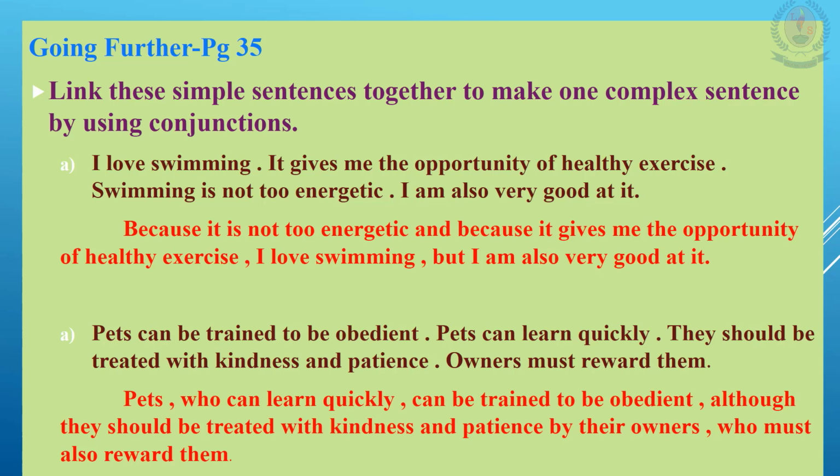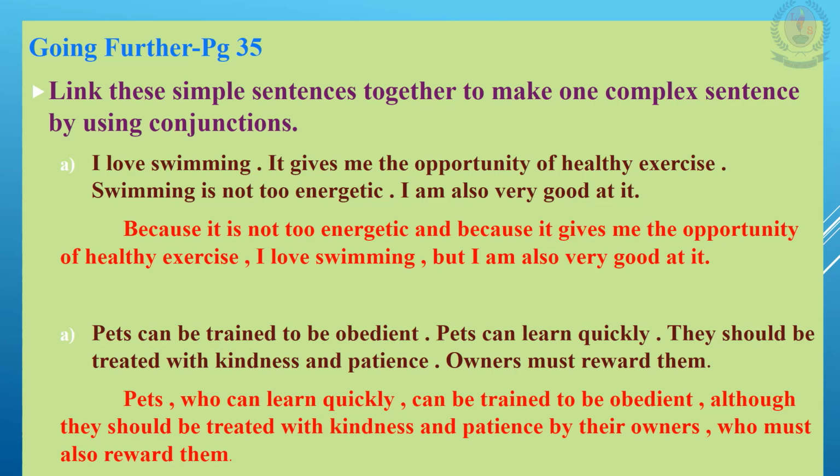I love swimming. It gives me the opportunity of healthy exercise. Swimming is not too energetic. I am also very good at it. Now here they have given you 4 simple sentences and you have to use conjunctions to make one complex sentence. Right. Because it's not too energetic and because it gives me the opportunity of healthy exercise, I love swimming. But I'm also very good at it.